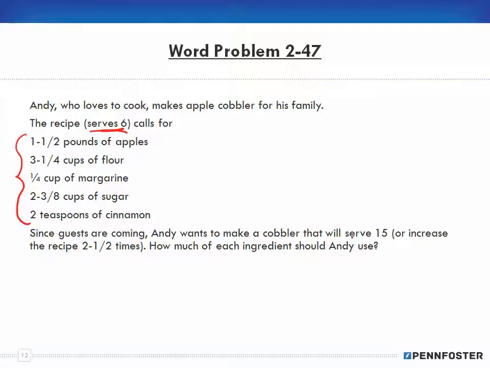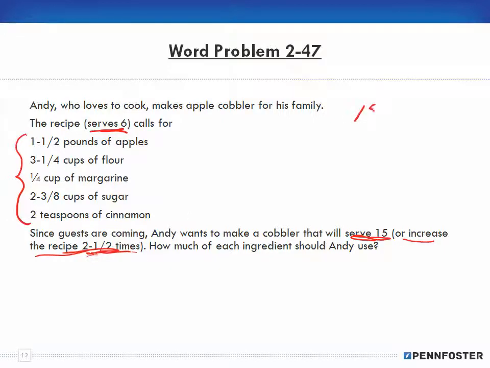Okay, so the question says, since guests are coming, Andy wants to make a cobbler that will serve 15, or an increase in the recipe of 2.5 times. How much of each ingredient should Andy use? Now remember, it's telling you 2.5 times. If the problem didn't tell you that, and it said it wanted to serve 15, you would have to figure that 2.5 times out for yourself.